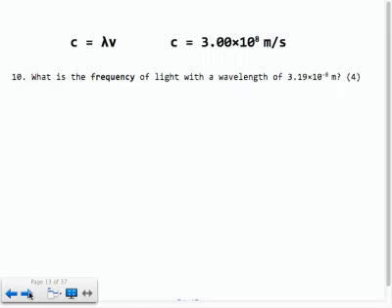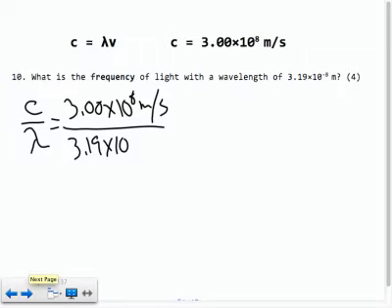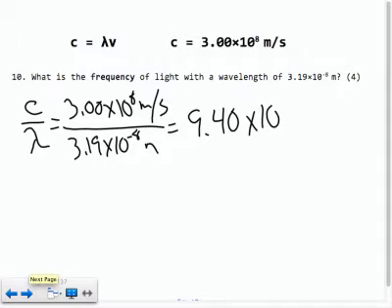What is the frequency of light with a wavelength of 3.19 times 10 to the negative 8th meters? Again, to find the frequency, you need to take the speed of light and divide it by the wavelength. So 3.00 times 10 to the 8th meters per second divided by the wavelength given is 3.19 times 10 to the negative 8th meters. So that gives you 9.40 times 10 to the 15th hertz.